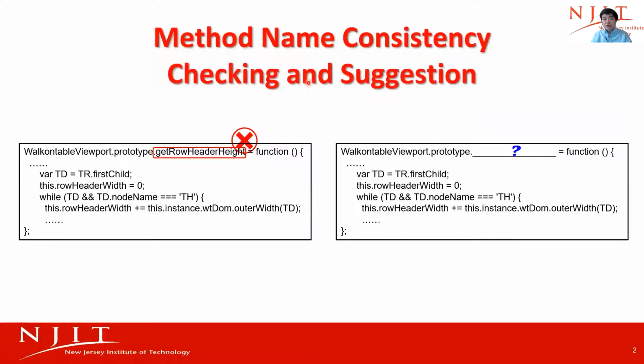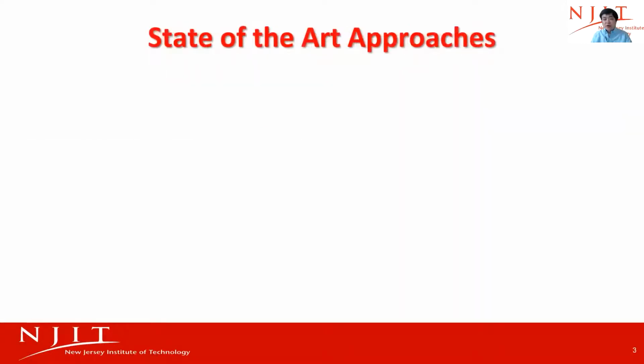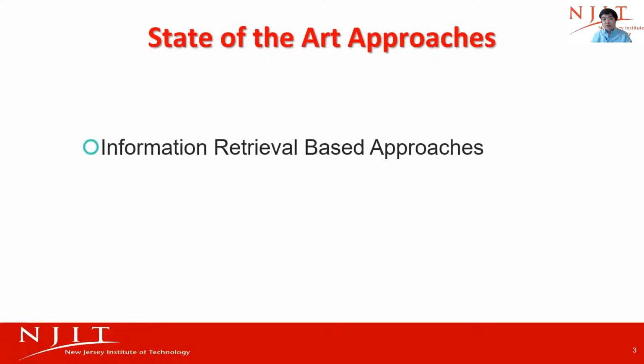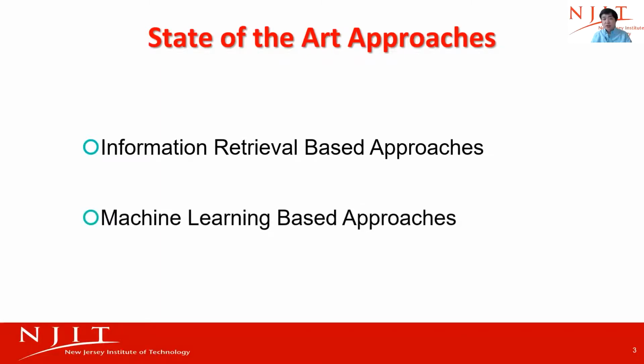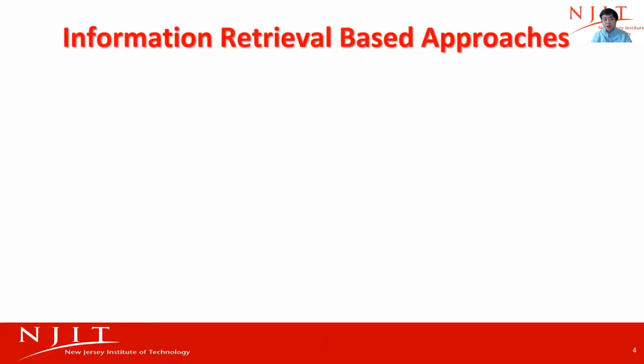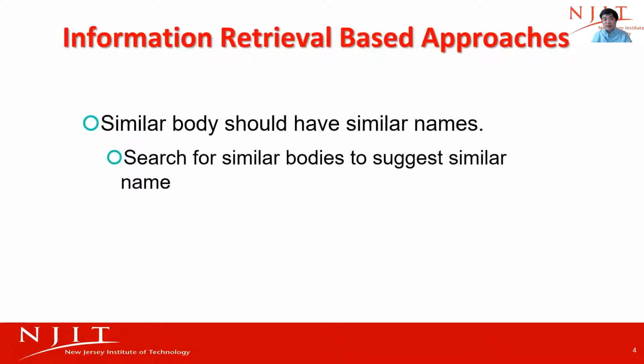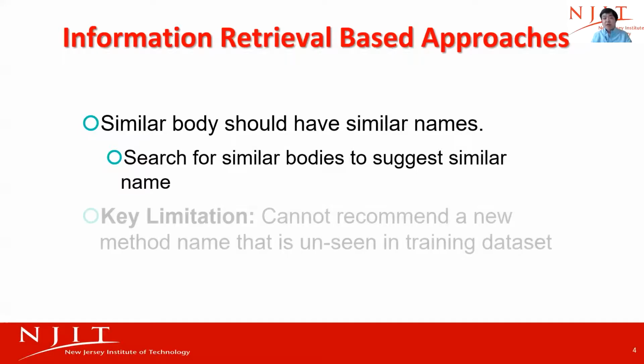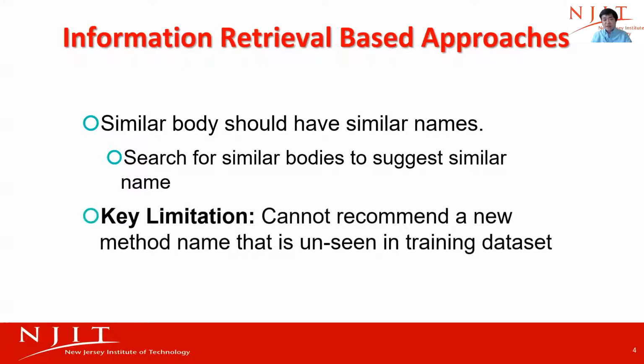For these two scenarios, there are many state-of-the-art approaches, but they are mainly in two different groups. The first group is the information retrieval-based approaches, while the second is the machine learning-based approaches. The information retrieval-based strategy is very straightforward. They think that similar method bodies should have similar method names. So they search for similar bodies to suggest similar method names for a given piece of code. But they have the limitation that if a method name has never appeared, they cannot recommend the correct method name for the given piece of code.